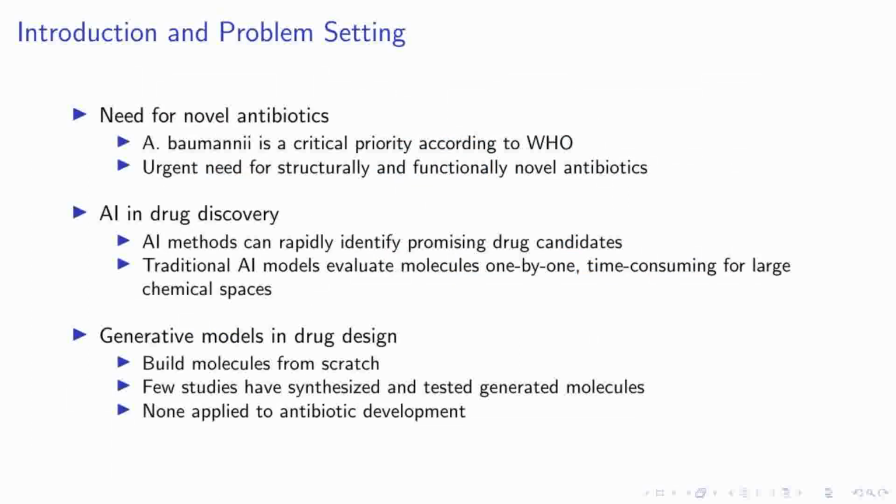The global spread of antibiotic resistance is a pressing issue in modern medicine, with A. baumannii being a particularly critical concern. The urgent need for structurally and functionally novel antibiotics is clear. Artificial intelligence has shown promise in drug discovery, with its ability to rapidly identify promising drug candidates. However, traditional AI models evaluate molecules individually, which can be time-consuming when dealing with large chemical spaces. This is where generative models come into play. These models construct molecules from scratch, assembling molecular fragments into larger molecules with desired properties.